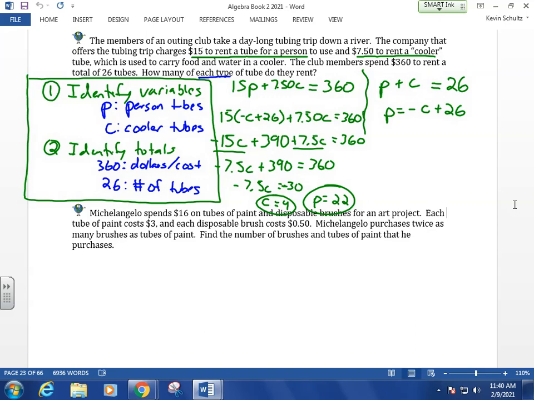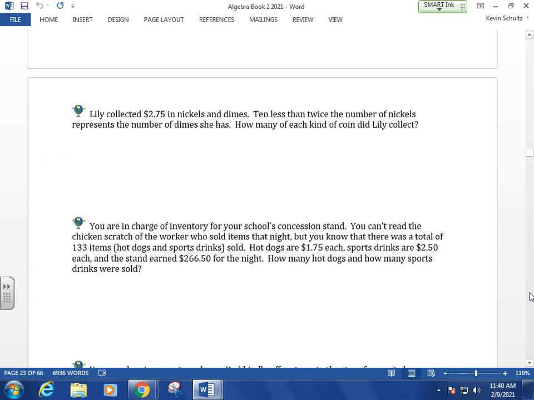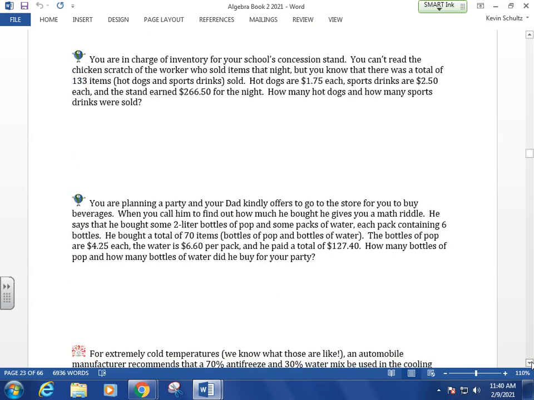Your homework for tomorrow is only one of them. And the one I would like you to do is on the second page. The second one, you are in charge of inventory for your school's concession stand. You can't read the chicken scratch of the worker who sold items that night, but you know there was a total of 133 items. Apparently you only sell hot dogs and sports drinks here. Hot dogs are $1.75 each. Sports drinks are $2.50 each. And the stand earned $266.50 for the night. How many hot dogs and how many sports drinks were sold?